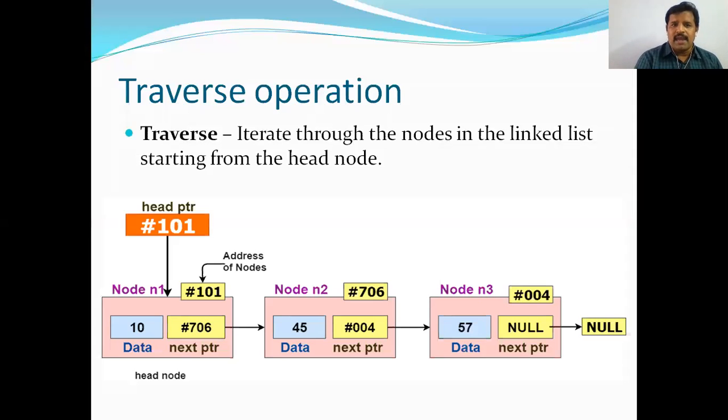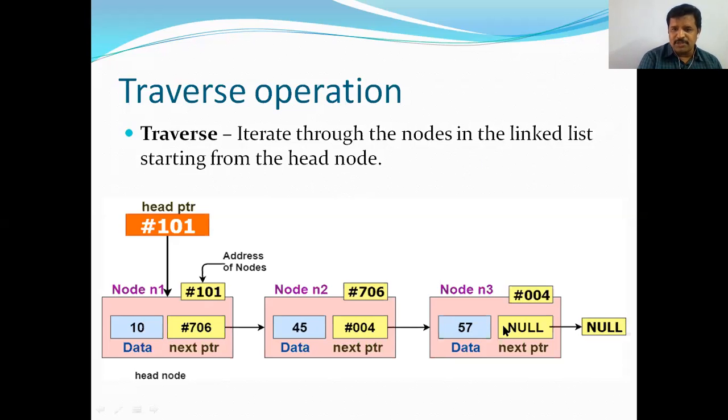Okay, and there is another operation called the traverse operation. Traverse means iterate through the nodes in the linked list. We can move from one node to another node, starting from the head node. See, this is the first node which contains the value 10 and its address is 706. Right. This is the node 45. Its address is 004.